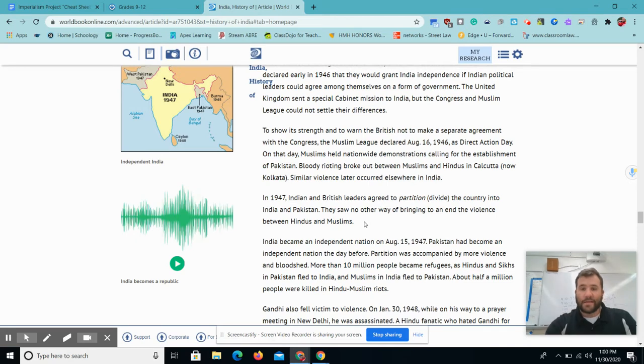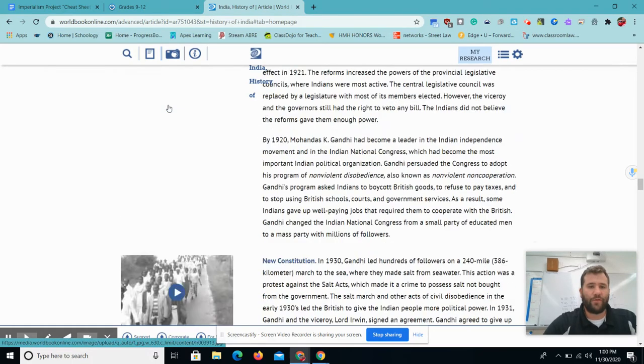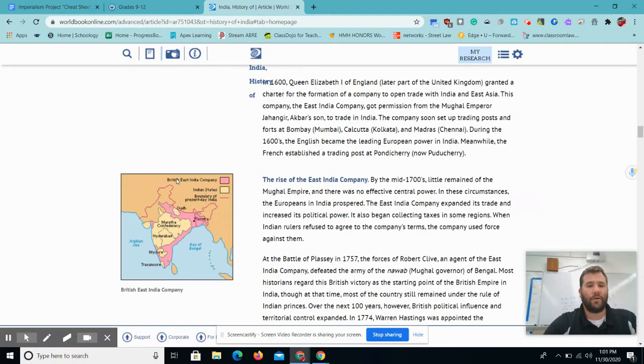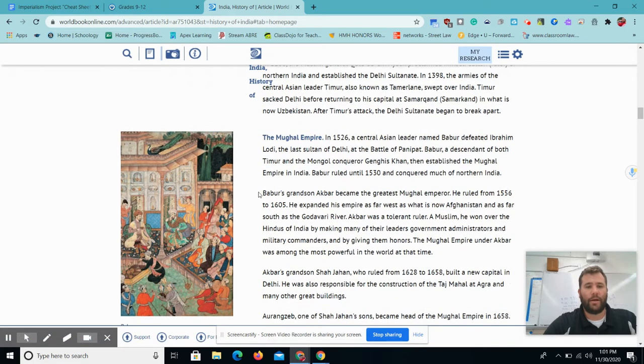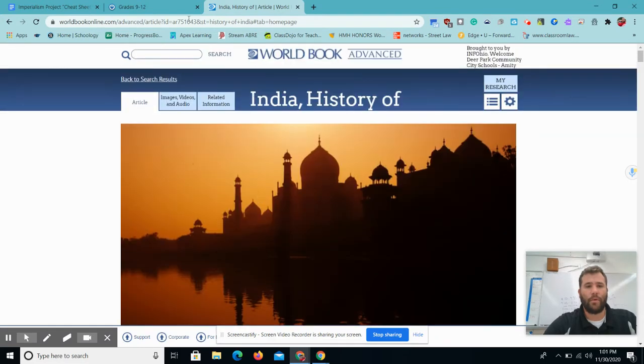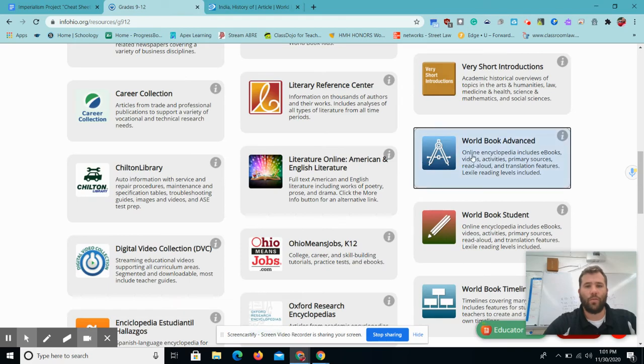So there you go. That's a great area of how they gained independence. How did Indians gain independence? Boom, easy thing. All right. If you were to scroll back up, looking for different sites to use, well, this shows you could use this as a picture. Okay, it shows the British controlling India. You might want to use that as the map. Right. I'm going to go back to World Book Advanced.